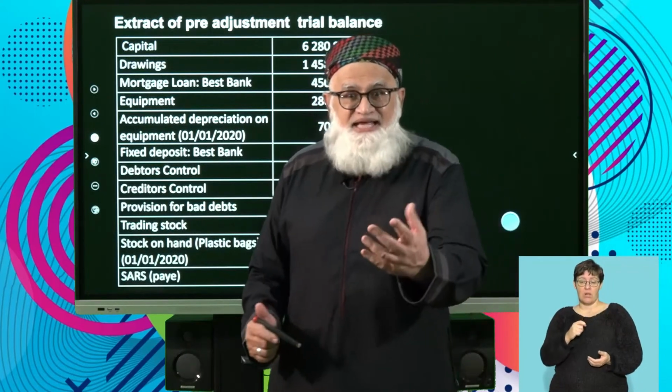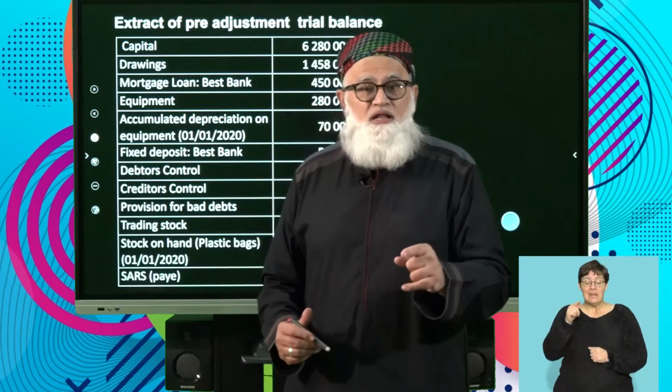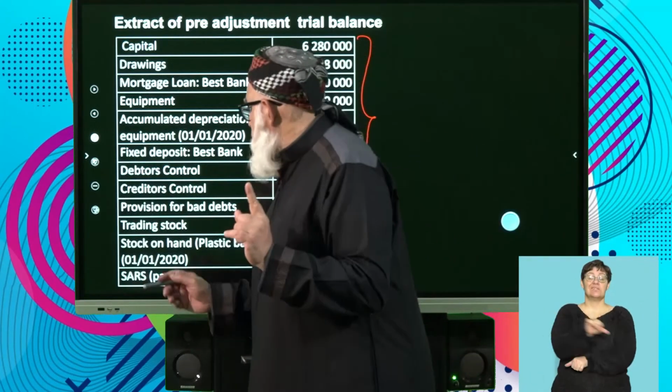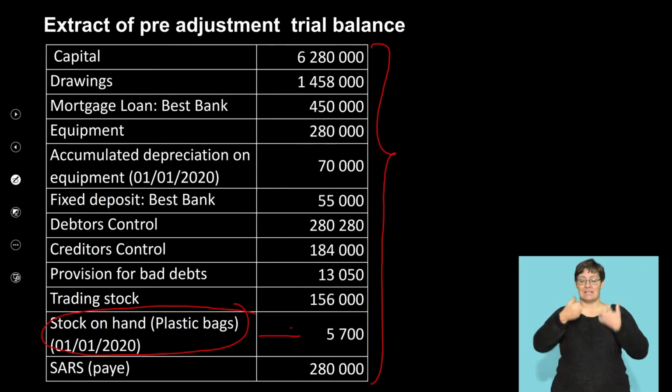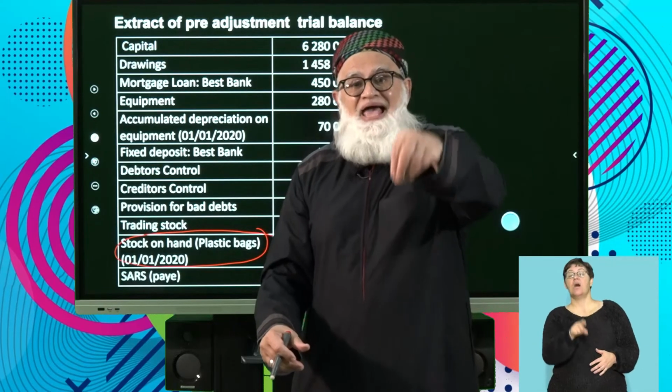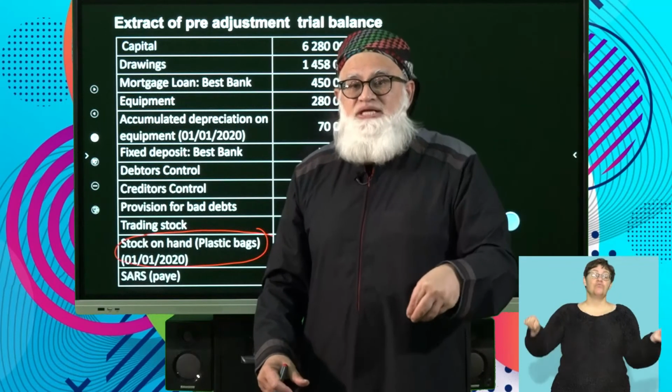Right. In this case, they told you the reversal had to be taken into consideration. But look at it here. You can see here, stock on hand of plastic bags, there we go, 5,700. So even if you were not told about it, this is something that you have to pick up yourself, that there should not have been a reversal in my balance sheet account section.